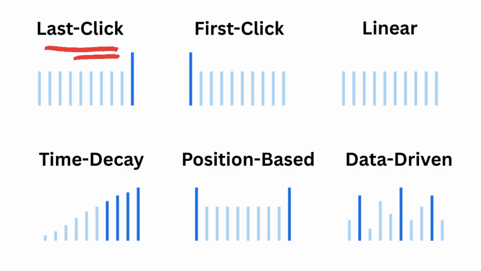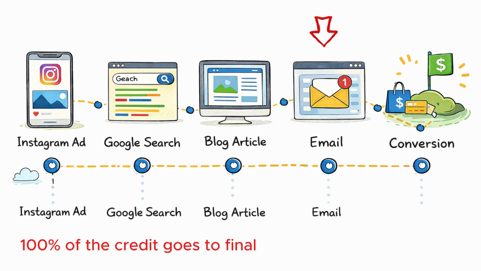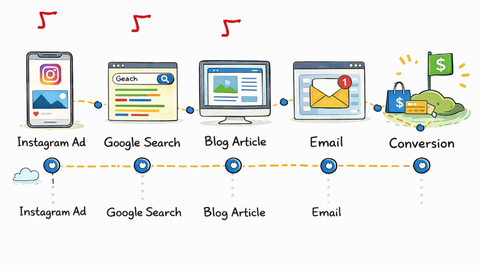The simplest attribution model is last-click attribution. This model gives 100% of the credit to the final interaction before the conversion. Let's look at this journey again. Instagram, search, blog, email, purchase. In the last-click model, the email gets all the credit, even though the Instagram ad and the blog article helped bring the customer to your brand. For many years, this was the most widely used attribution model, mostly because it was simple and easy to measure. But there's a big problem. It completely ignores the earlier steps in the customer journey.